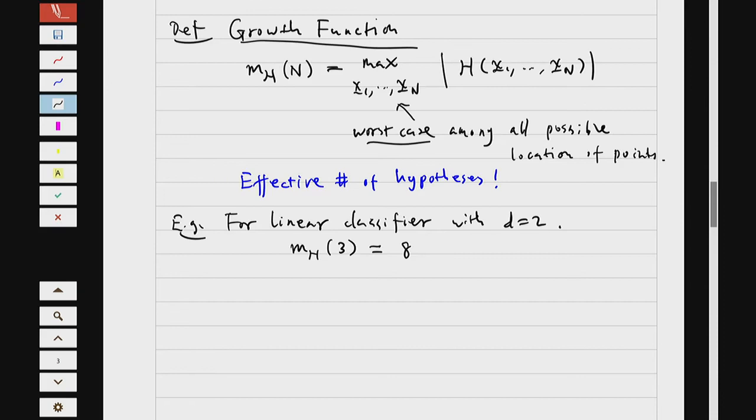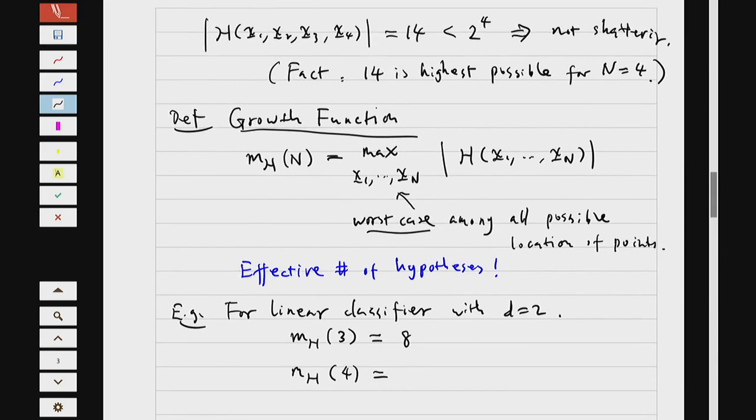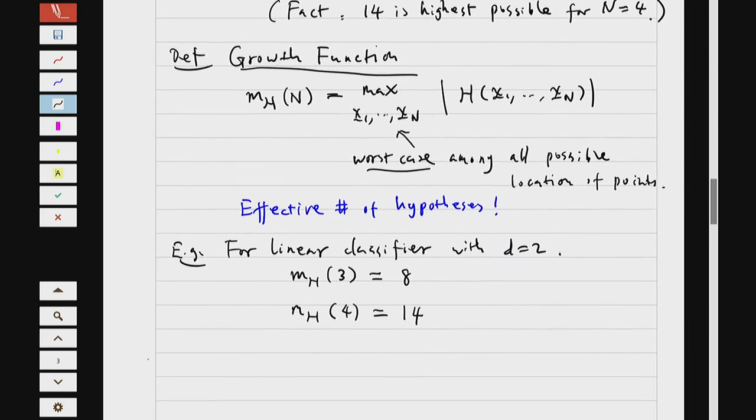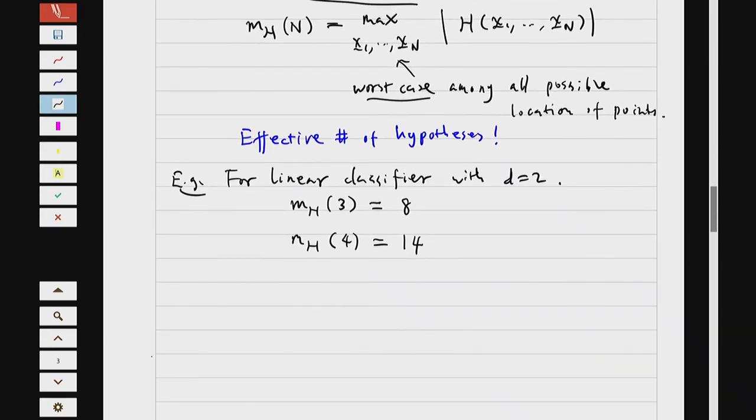But how about the growth function of 4? Well, just by the fact above, 14 is the highest possible that you can get for 4. Therefore, m_H(4) equals 14. And we have an example to give you 14. So that's a clear answer, 14.